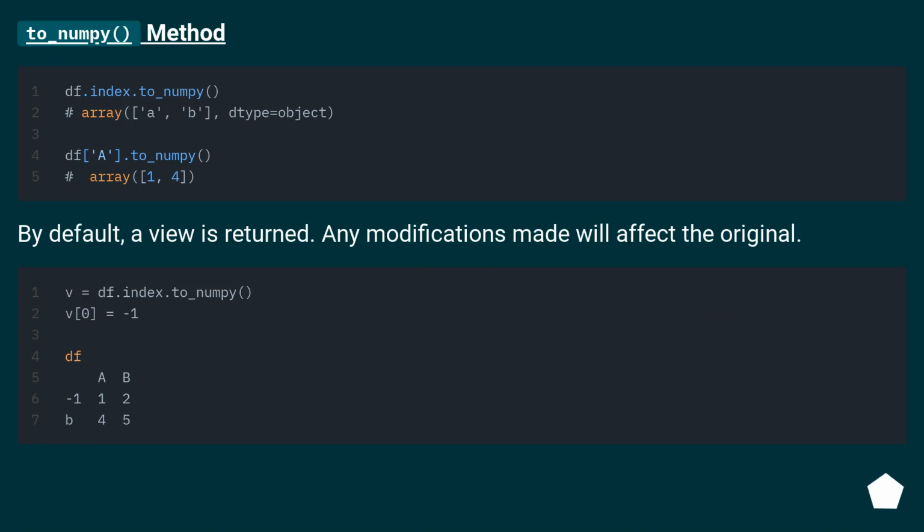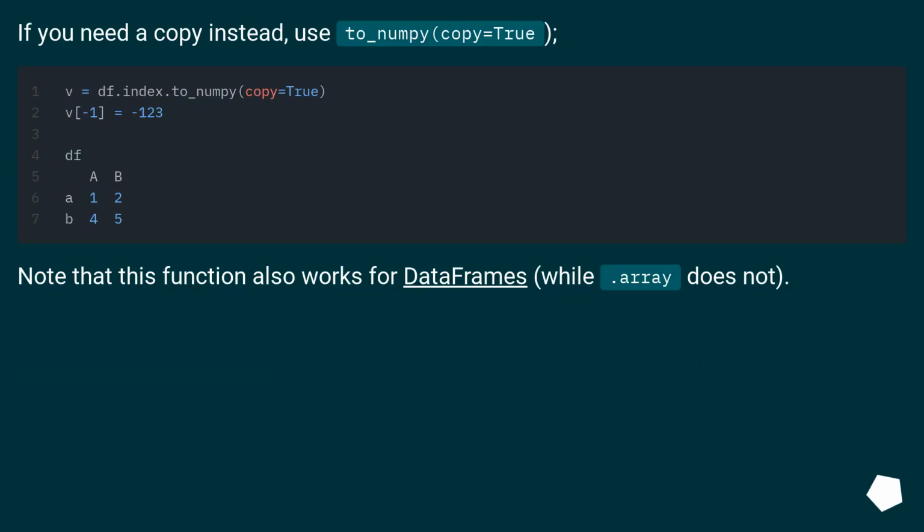to_numpy method. By default, a view is returned. Any modifications made will affect the original. If you need a copy instead, use to_numpy(copy=True). Note that this function also works for data frames, while .array does not.